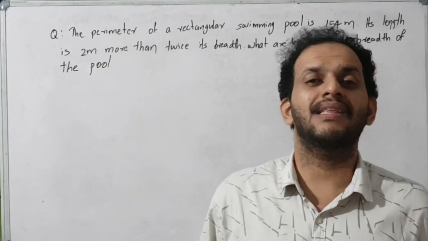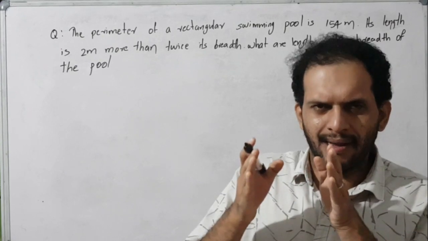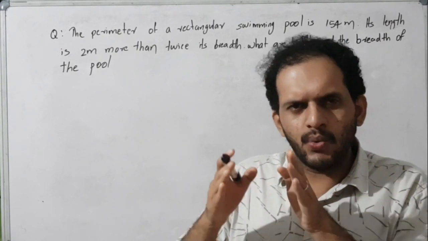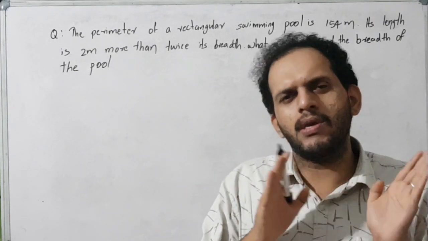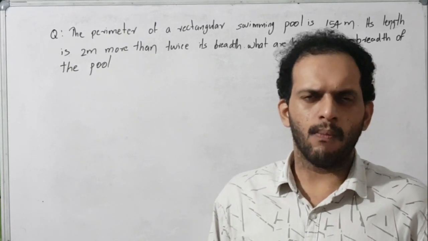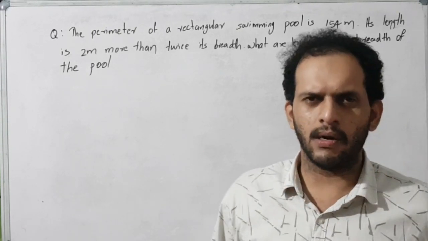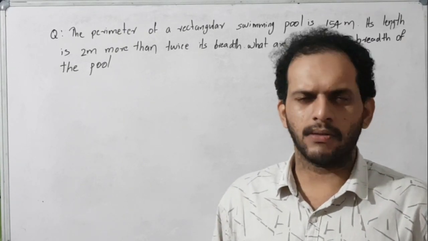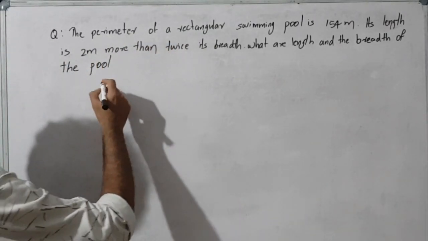The measurement of length here is said on the base of breadth. Length is based on what? It is based on breadth. Why? How do we get the length? Length is 2 meter more than twice its breadth. More than 2 meter is what is said. So it's very clear the length is said on the base of breadth. So what is the variable here? The variable is breadth. So we started like this.